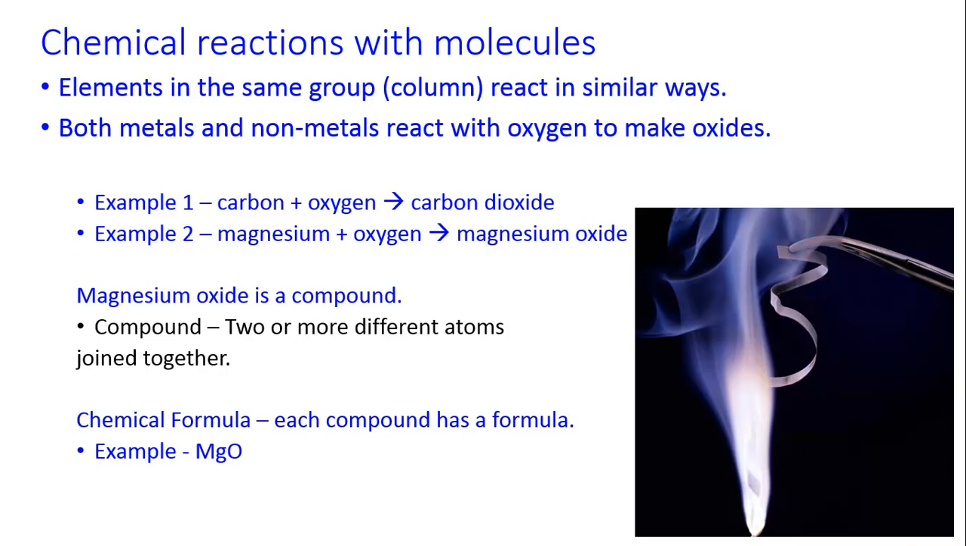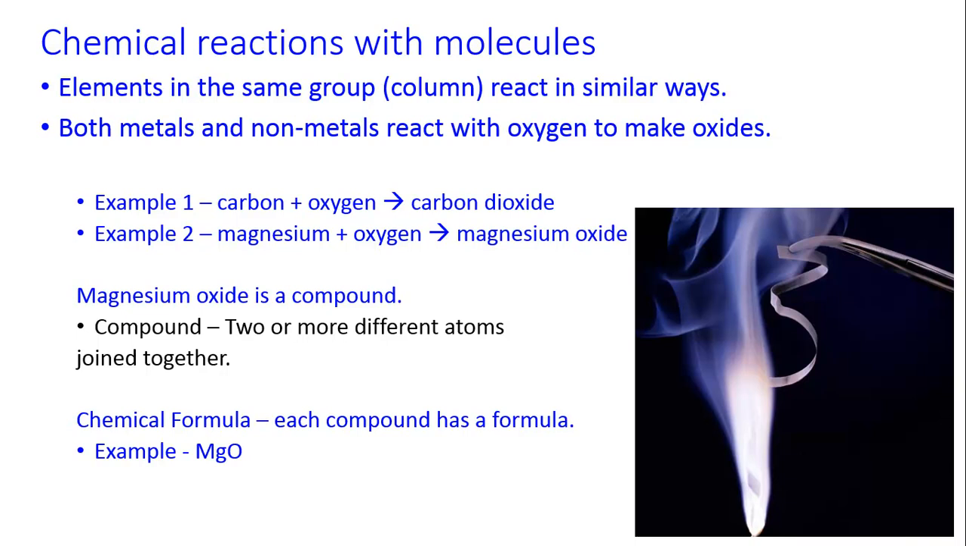So when we have elements that combine into molecules, if a metal or a nonmetal combines with oxygen, it makes an oxide. Example 1, you have carbon and oxygen making carbon dioxide. Example 2 is magnesium and oxygen making magnesium oxide. Magnesium oxide is a compound, remembering that a compound is 2 or more different atoms that have joined together.